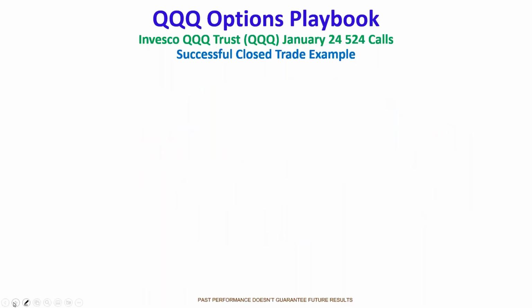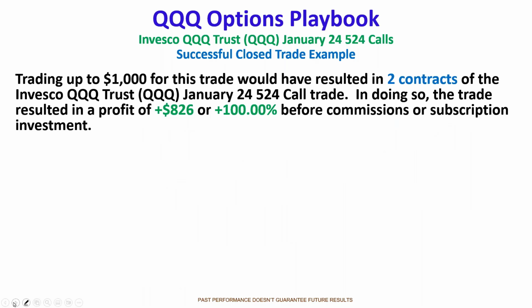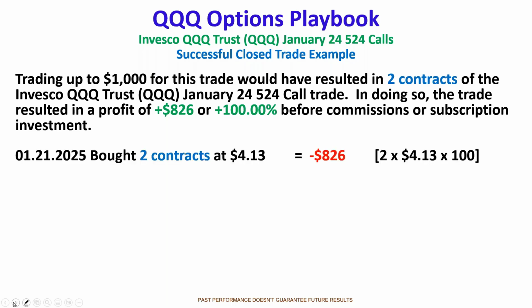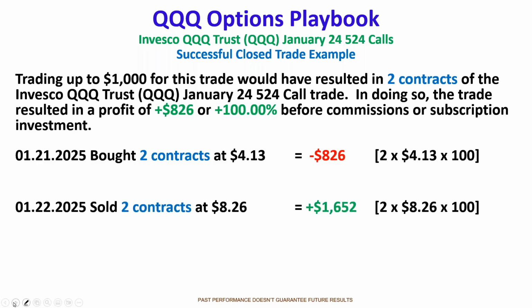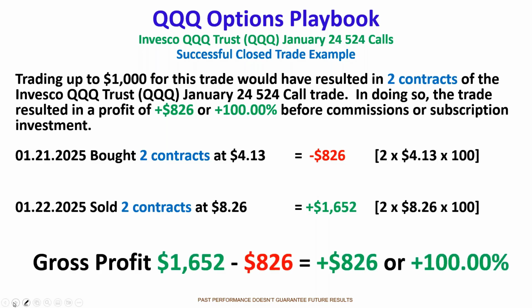Let's talk about the math. Again, let's go to visualization. If you'd put $1,000 toward this trade, it would have been 2 contracts, and it resulted in a profit of $826 or 100%, as I shared with you before commission or subscription investment. You get in on January 21st at 413, that's 826 into the trade. You get out the next day when it hit that profit target. It's 1,652 into the account. So the math is the 1,652 less the 826 results in 826. Why? Because it was a 100% winner.